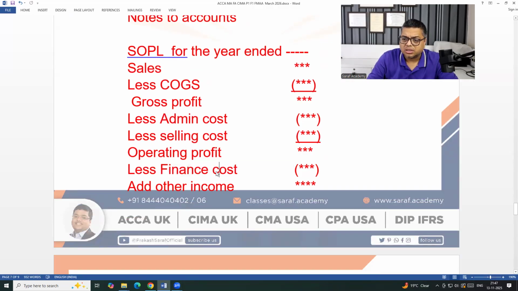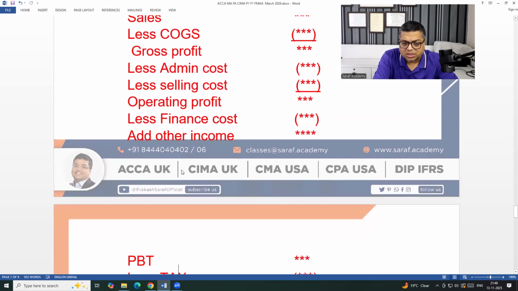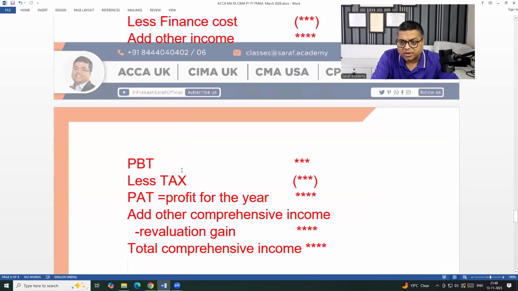Then comes finance cost. If I have borrowed some money from banks, I need to pay the interest. The interest expenditure is called finance cost. Other income. Suppose I have invested some surplus money in the share market and I am getting some dividend. Suppose I have invested surplus money in a bank FD, and I am getting some interest on the fixed deposit. This is not my business. This is not my operations. My operation is providing training classes. So if other than operations I am earning anything, that is called other income. From operating profit, I will deduct finance cost, I will add other income. It will be called profit before tax. Before tax, what is my profit?